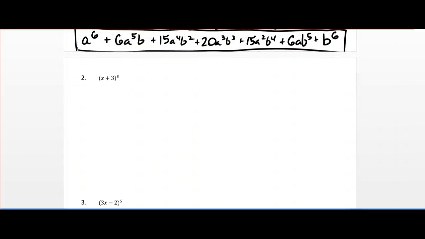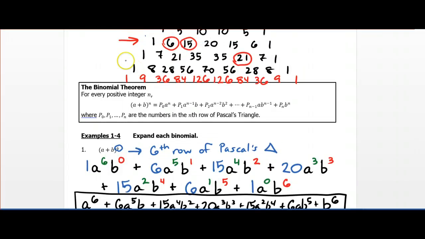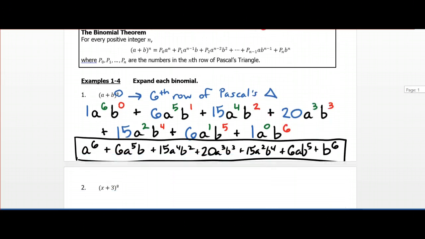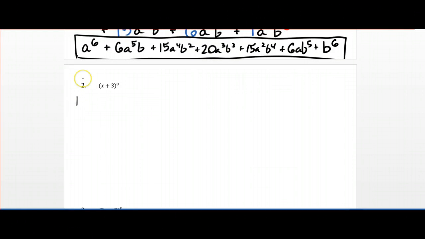So this time you need to go to the 8th row in Pascal's triangle. So find the 8th row. And we are going to be using this sequence of numbers right here. So I start out with the first number in that 8th row, which is a 1. And so my pattern tells me every single term I'm going to do the number times x to some power times, in this case, 3 to some power.